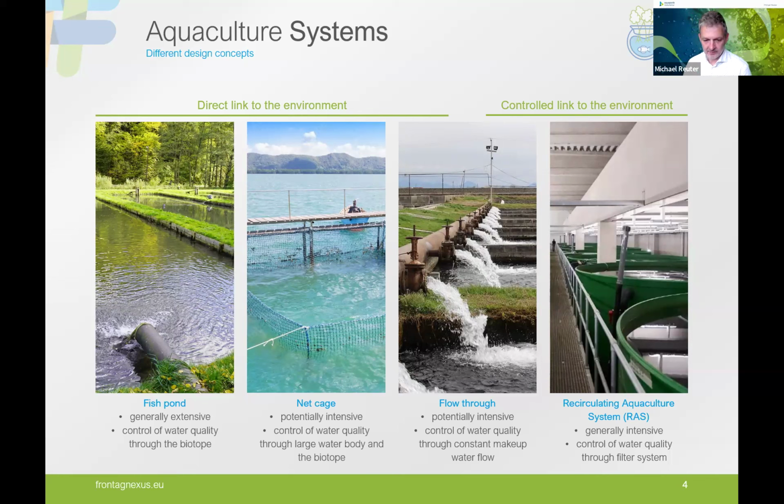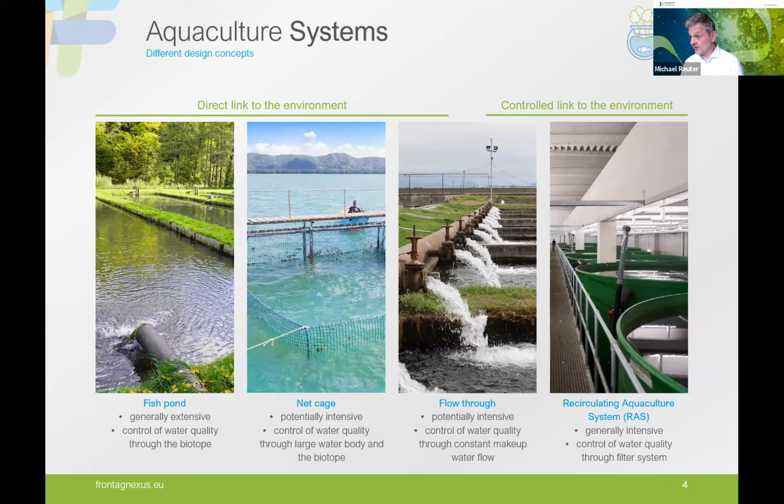Obviously this kind of aquaculture is directly linked to the environment. So if we put a lot of fish in a pond and we feed them a lot, we will directly have an impact on the pond and on the environment that makes the pond live. And the same accounts for net cages.